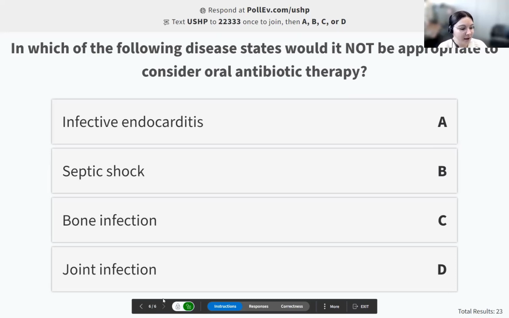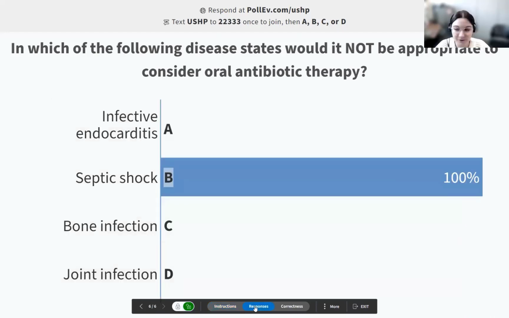So which of the following would it not be appropriate to consider oral antibiotic therapy? Right. Everyone agreed on this one. So septic shock, that is correct. So A, C, and D were all infectious indications that I went through in the presentation, so I'm really glad no one chose those.